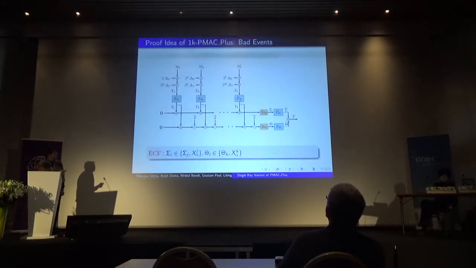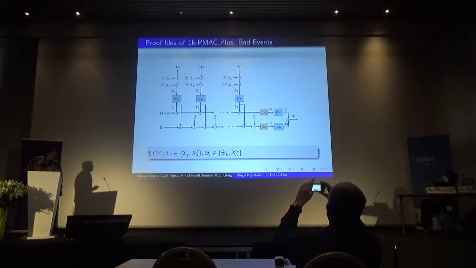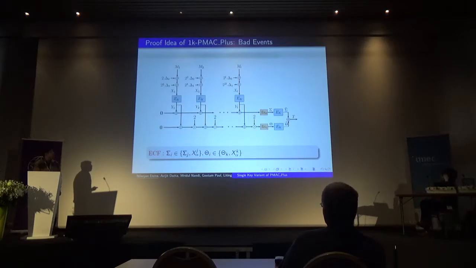Now coming to bounding each case. So the first one is called extended cover free, where for some I, sigma I and theta I both are non-fresh. So sigma I belongs to either sigma j or x alpha j, or theta I belongs to theta k and x alpha k.